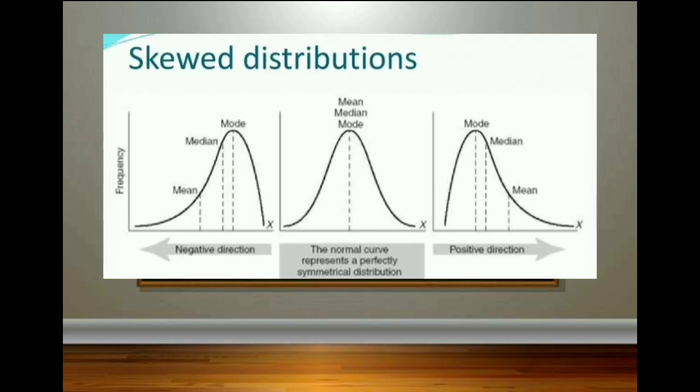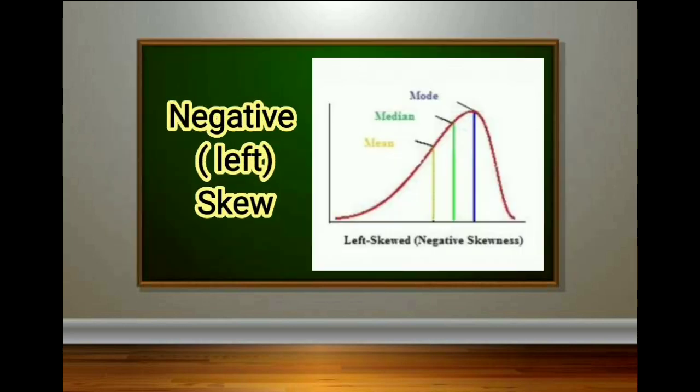In skewed distributions, there are two directions: the negative direction, or negative skew, and the positive direction, or positive skew. As you can see in the middle of the illustrations, the normal curve represents a perfectly symmetrical distribution. First, we have negative skew. When we talk about skew, we look at where on the graph the long tail lies. If the long tail is on the left, we say the skew is negative, so it is heading towards the negative end of the x-axis.